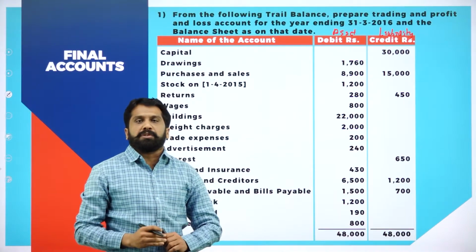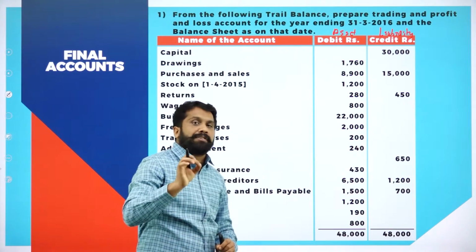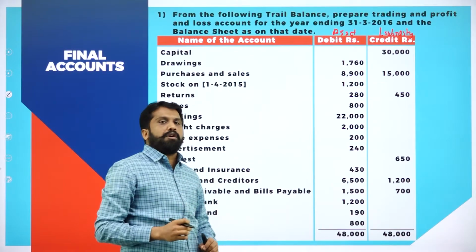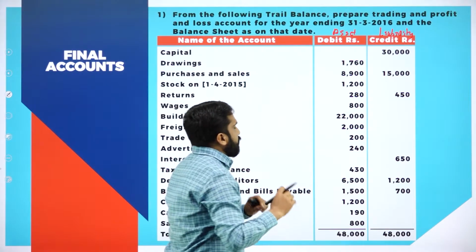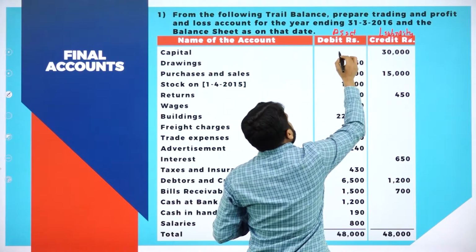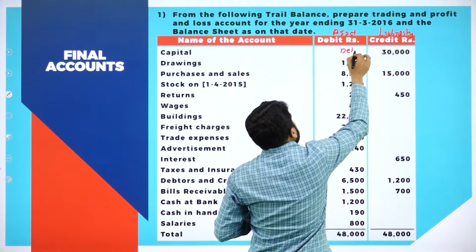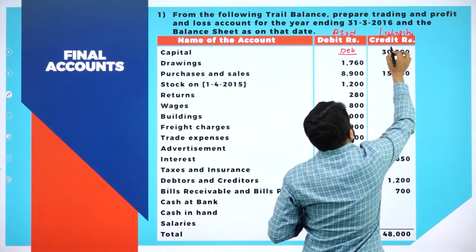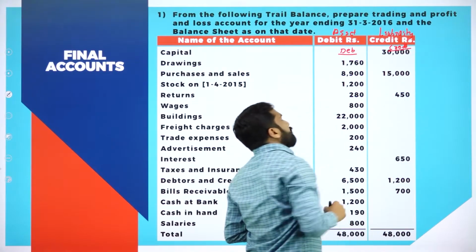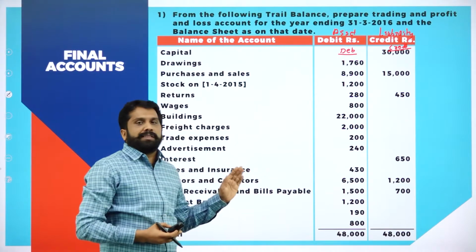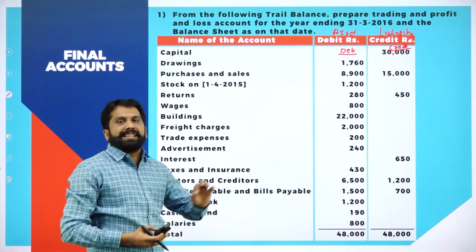Other than balance sheet, what do you have? Yes, you have trading as well as profit and loss account. Now, if it is debit side, in your trading and P&L, it will come under debit side only. This will come under credit side. So, hope you know all this. Why? Because I have already explained you.